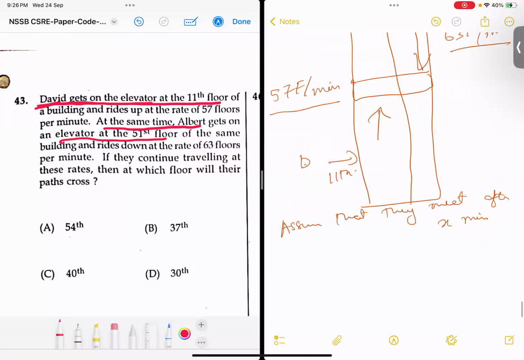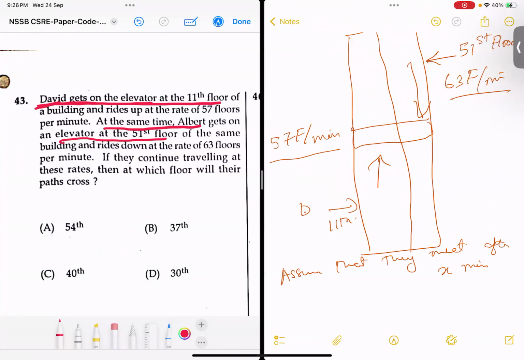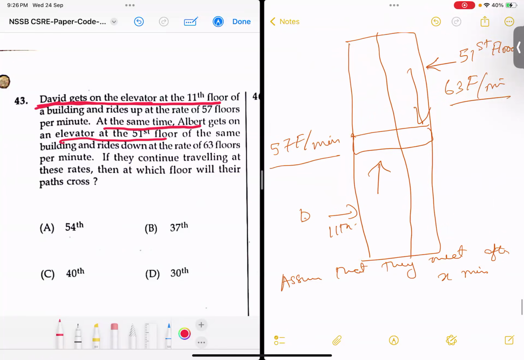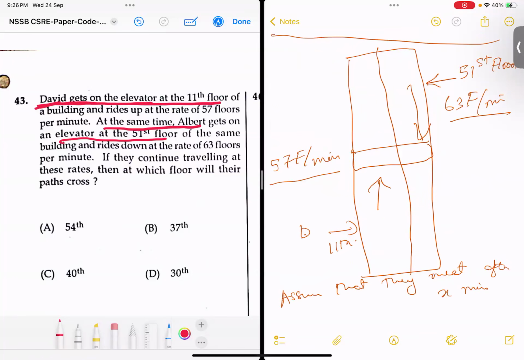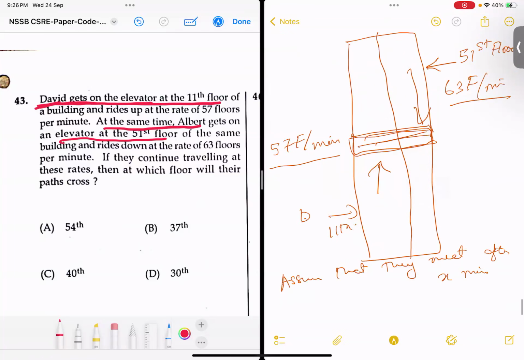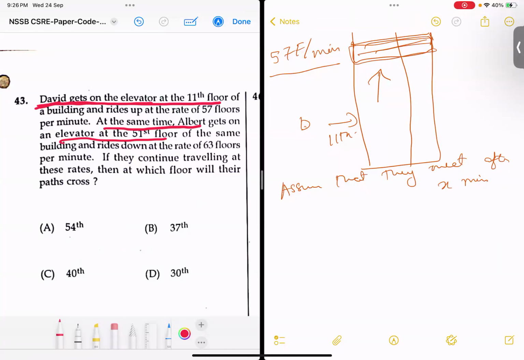So David entered into the elevator and after X minutes, he met Albert at this floor. Okay. So we'll just assume that they are meeting after X minutes, okay? Now, we all know that speed is equal to distance by time, right? Which means distance is nothing but speed into time, right?